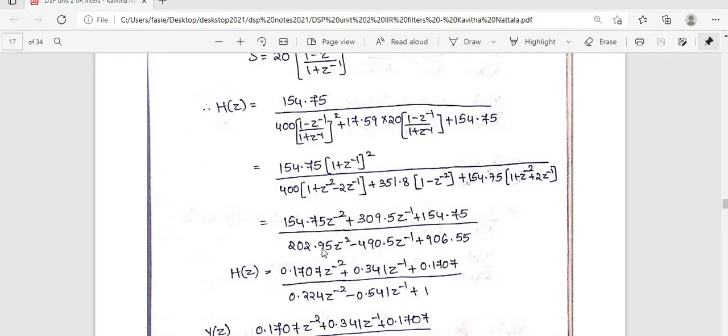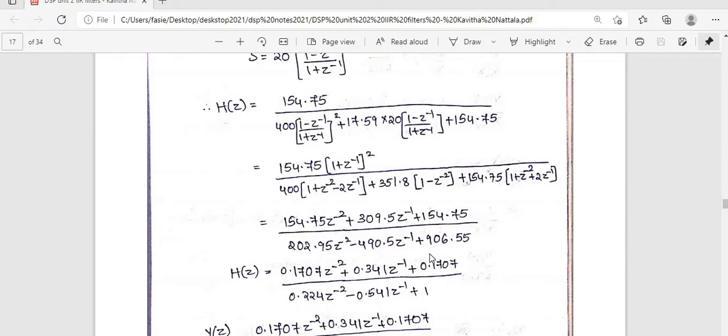So what is the first term here? 154.75 divided by 906.55. If you divide that, I got 0.1707. If you divide 309.5 by 906.55, you get this. Similarly, for this also we got this. And the denominator 202.95, if I divide by 906.55, I got this for this factor. And 906.55 divided by 906.55, I got 1. That means this factor I want to eliminate, so in order to eliminate it, I have divided by 906.55 in the numerator as well as in the denominator.